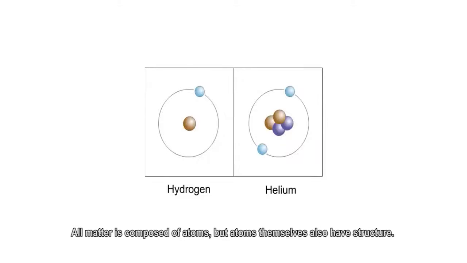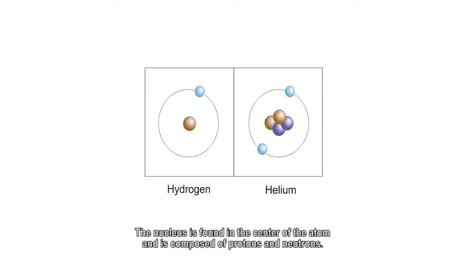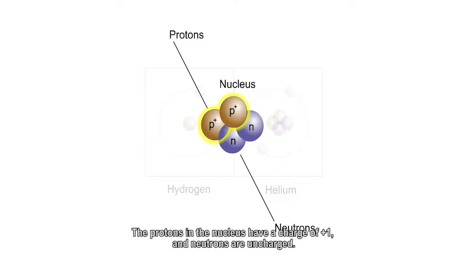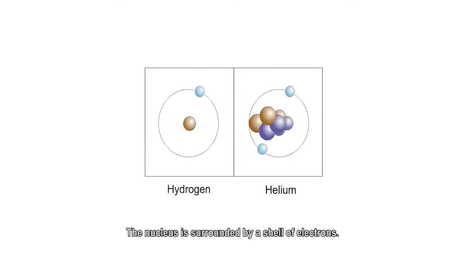All matter is composed of atoms, but atoms themselves also have structure. Atoms are made up of two distinct parts, a nucleus surrounded by electrons. The nucleus is found in the center of the atom and is composed of protons and neutrons. The protons in the nucleus have a charge of +1, and neutrons are uncharged. The nucleus is surrounded by a shell of electrons.